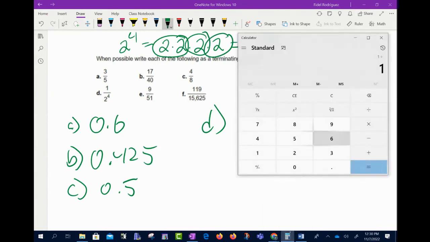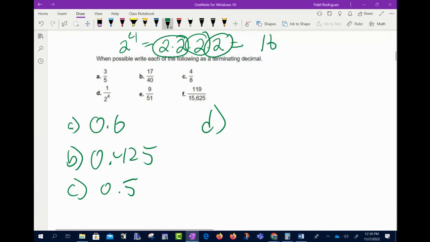So really what I'm doing here is I'm taking 1 and I'm dividing it by 16. Again, I get a terminating decimal, right? That decimal didn't go on forever. It's 0.0625, right? And again, I'd probably put that 0 there, right?